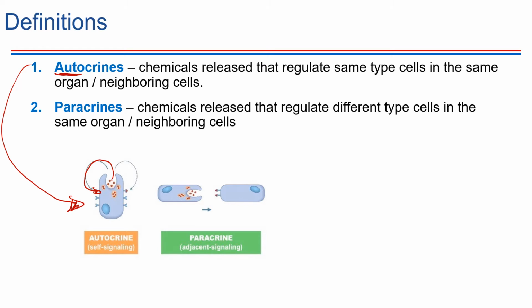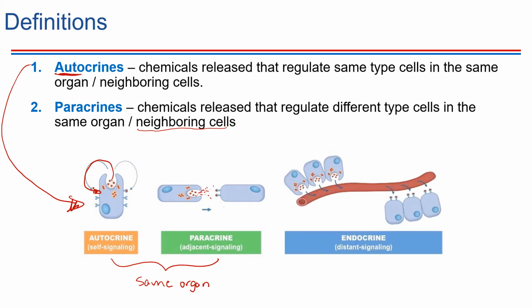Next type are called paracrines. And paracrines are chemicals released that regulate different types of cells in the same organ or neighboring cells to them. So now we're having these little chemicals released, and they're going to another cell. But again, it's all within the same organ. And this is different than our endocrine system that releases hormones. And remember, those hormones are going into the blood and going to different distant places, distant organs, different distant tissues. So big difference between autocrines and paracrines.